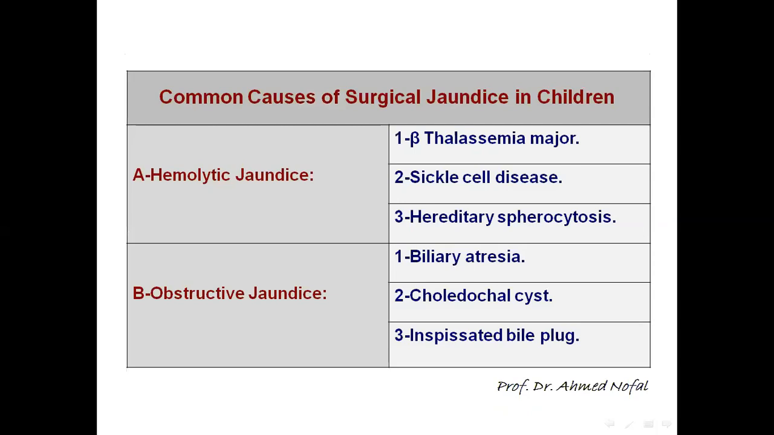The common causes, in general, of surgical jaundice in children are hemolytic jaundice and obstructive jaundice. Hemolytic jaundice is due to blood diseases as thalassemia, sickle cell disease, hereditary spherocytosis, and obstructive jaundice is due to biliary atresia, choledochal cyst, and inspissated bile.